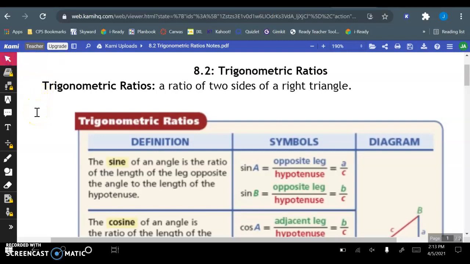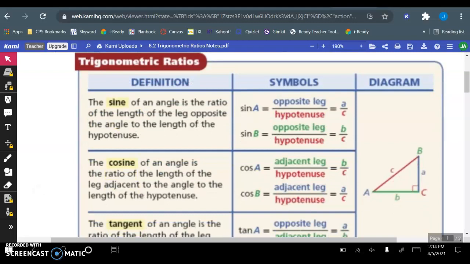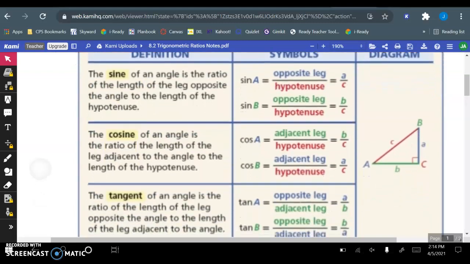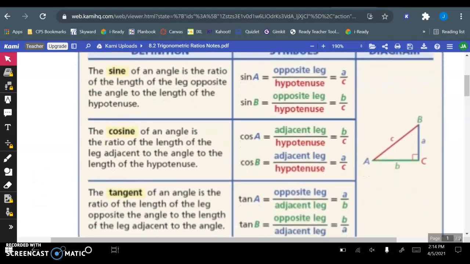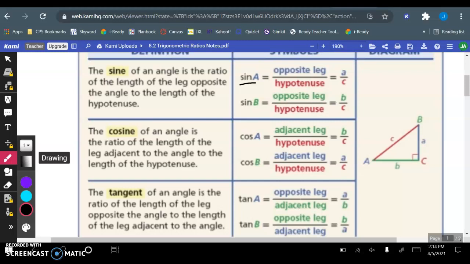All right, for section 8.2, we are going to take a look at trigonometric ratios, and that is a ratio of two sides of a right triangle. So these only work for right triangles, and we'll jump right in here to talk about the three different ratios. The first one is sine, and sine of an angle, so whatever angle we're going to look at, you take the opposite leg and you divide it by the hypotenuse. So the sine is opposite over hypotenuse.